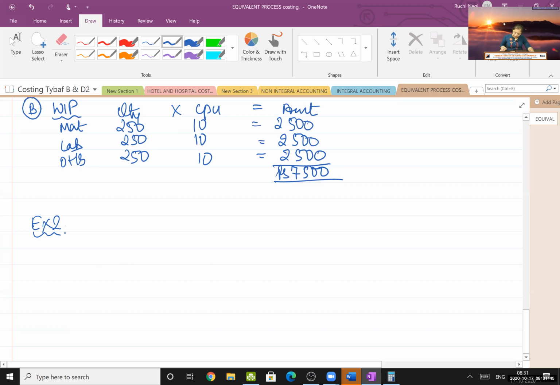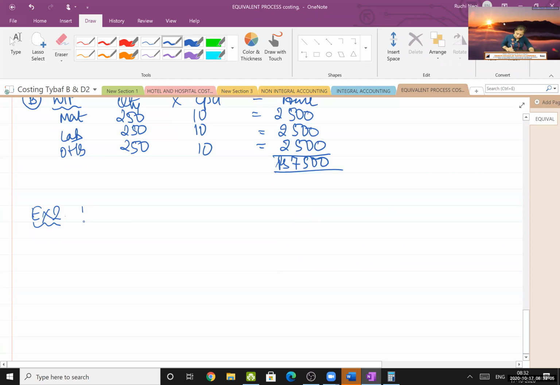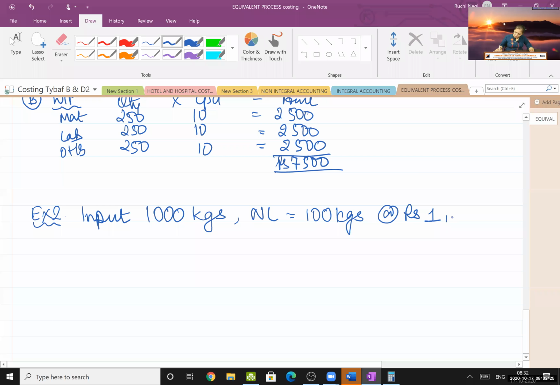The same example we'll take, but I'll put conditions to it, like first normal loss, then abnormal loss, and then abnormal gain. So this example we are going to consider from 3 angles. So write down: input 1000 kgs, normal loss 100 kgs at the rate rupees 1 per kg.